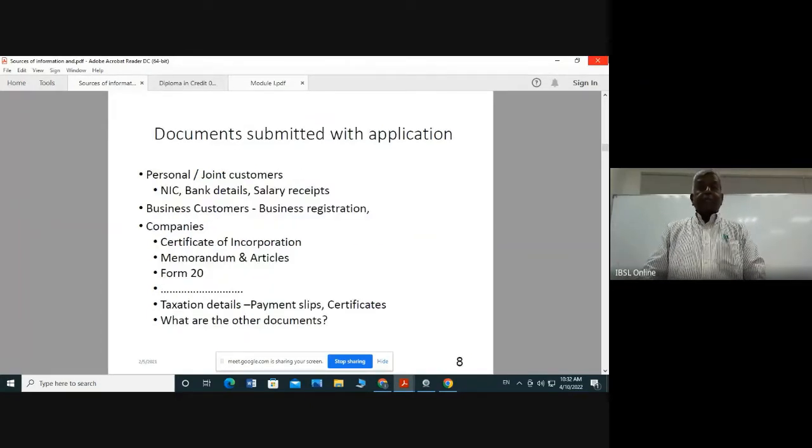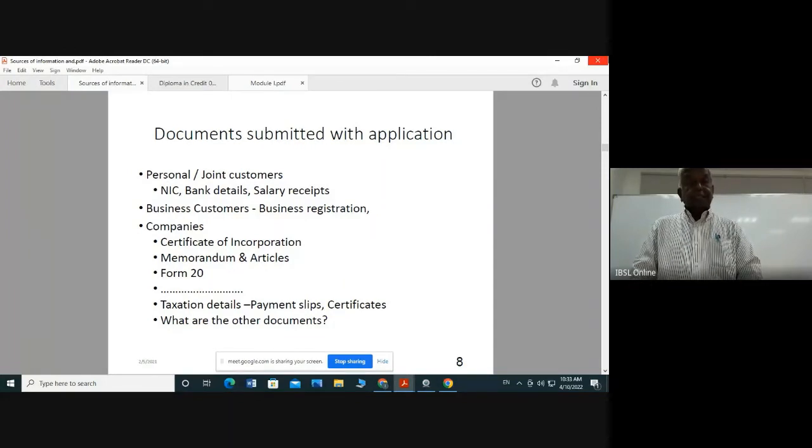Documents submitted with application. Then with the application, you will be submitting the documents. What are the documents? Personal and joint customers: in the case of personal and joint customers, a national identity card copy you have to give. Bank detail, salary receipts. This is for the consumer credit. Salary receipts you have to give.